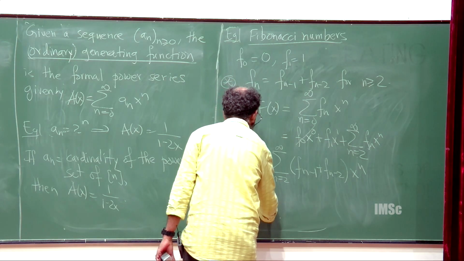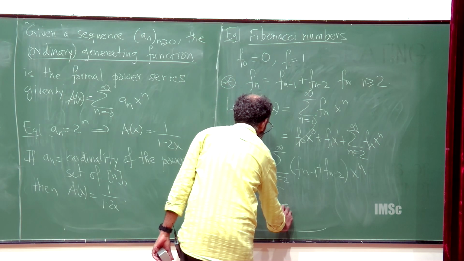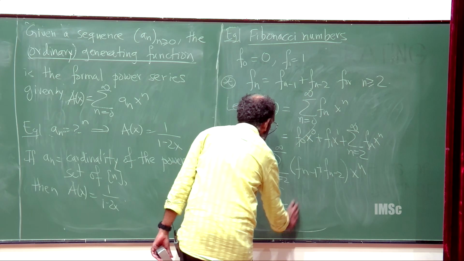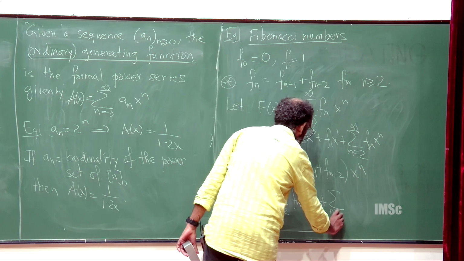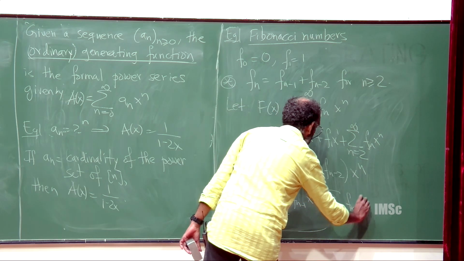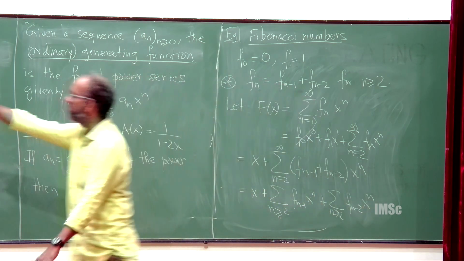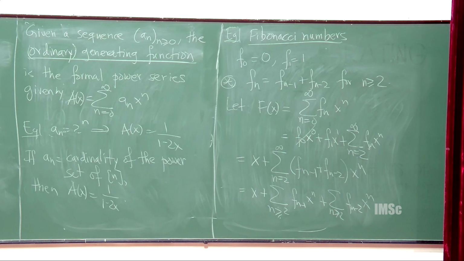So it's x plus, n greater than or equal to 2, f_{n-1} x^n, plus n greater than or equal to 2, f_{n-2} x^n. Right? Okay, I'll continue on this side. I should leave that example. We continue here.